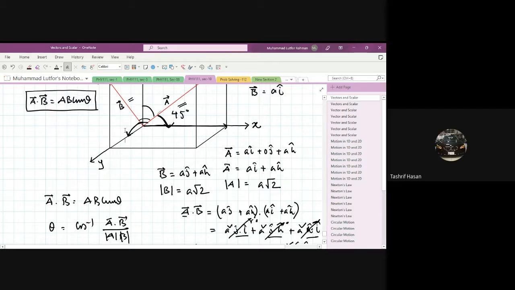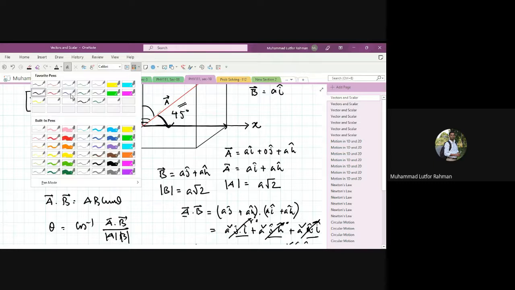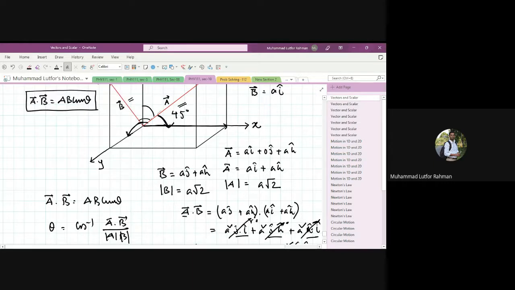75 degree. So 75 degree? I'm not sure about that one. I have to calculate that one. Which one, sir? That angle that vector A is going to create with the y-axis.